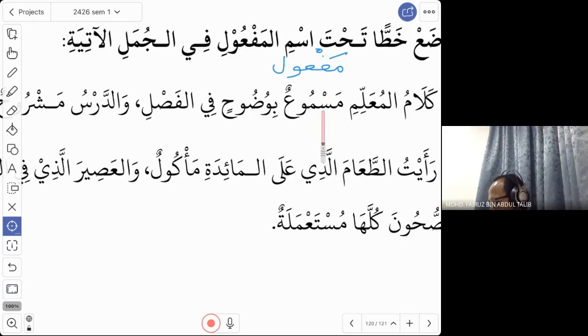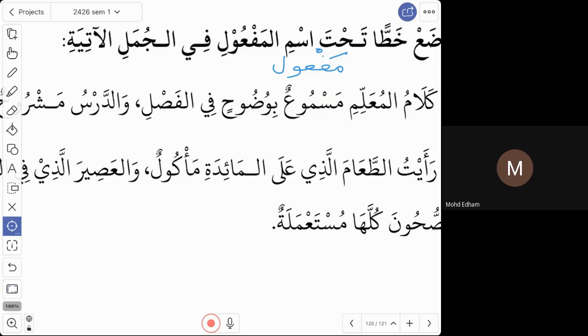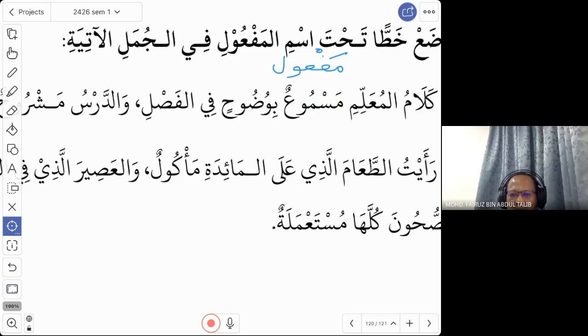So what is the meaning of masmu'? What is the root word of masmu'? Sami'a. Sin, mim, and ain. So this is the root word. Sami'a, what is the meaning? Sami'a Allahu liman hamida. You say that when you pray. Hear, listen. Allah heard everyone who praised him.